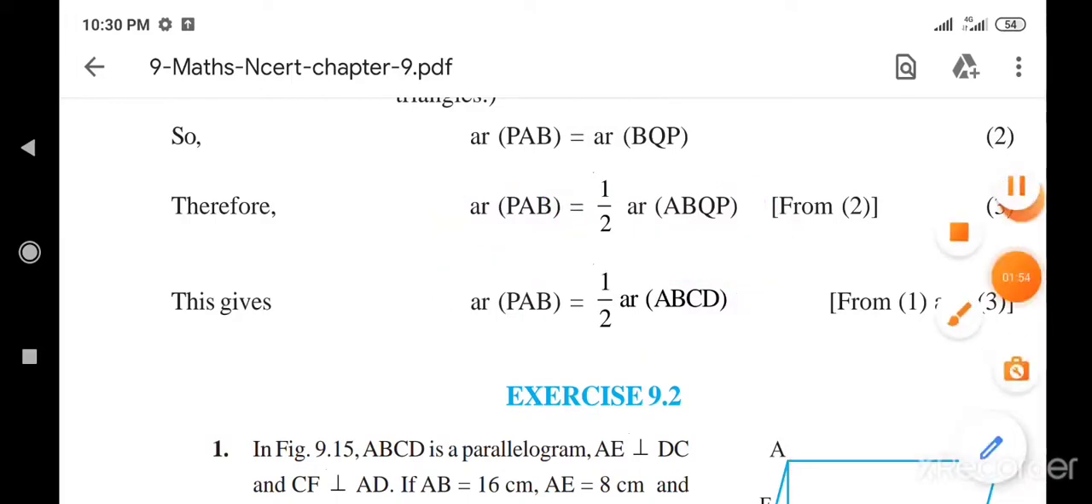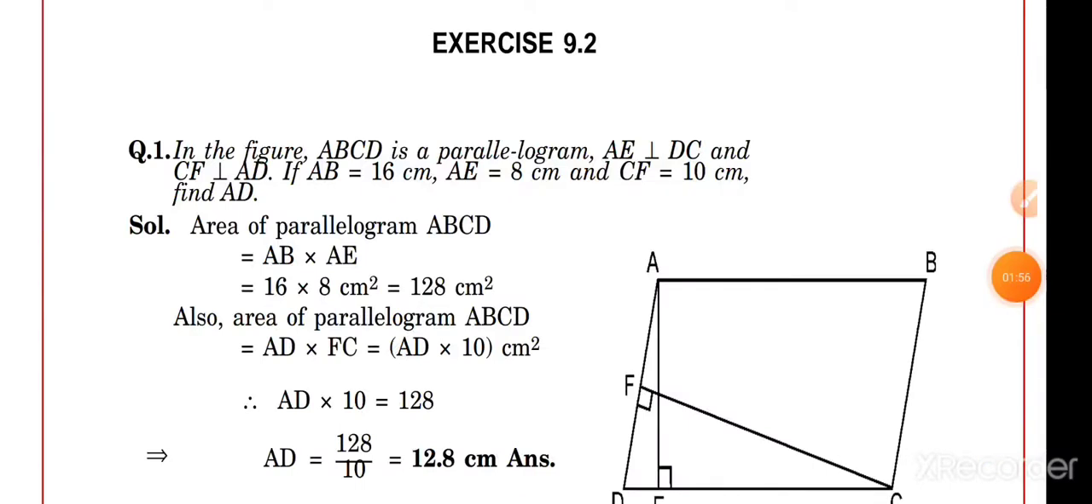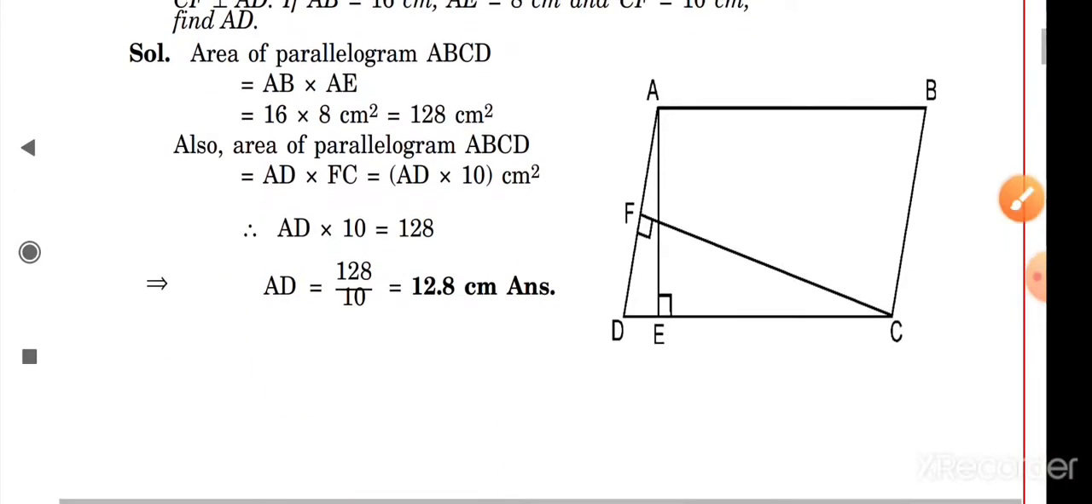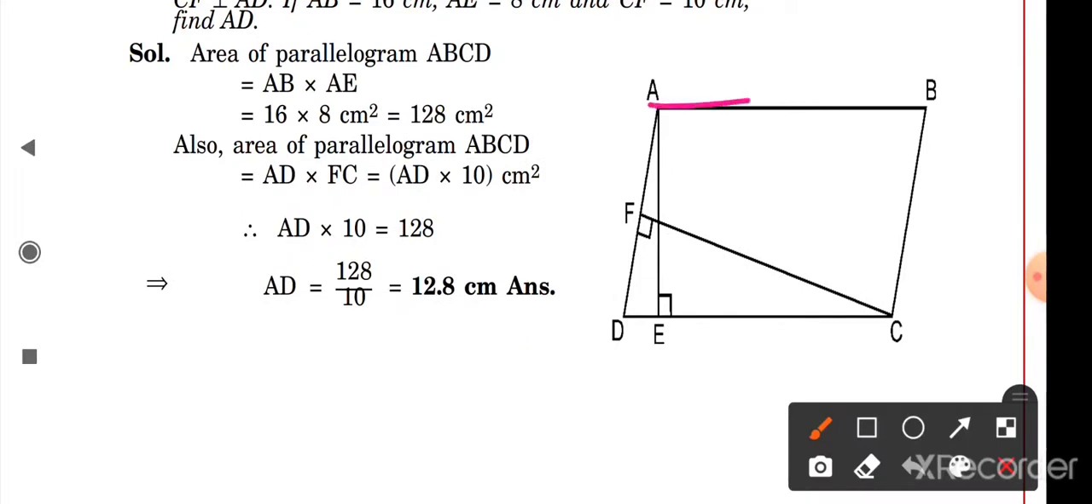Now moving to the first question of exercise 9.2, in which you are given three figures, 1, 2 and 3. You can see that in this figure you are given the value of AB and the value of the corresponding height AE, and you are given the value of CF which is the corresponding height of AD, and you have to find the value of AD.